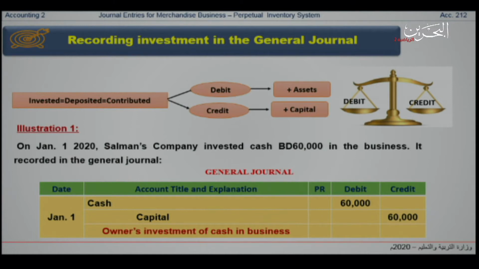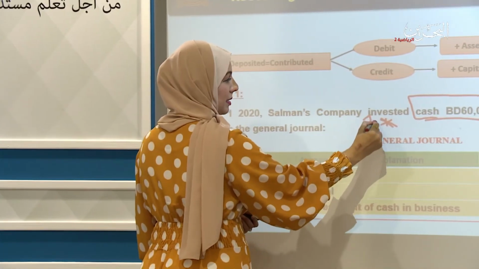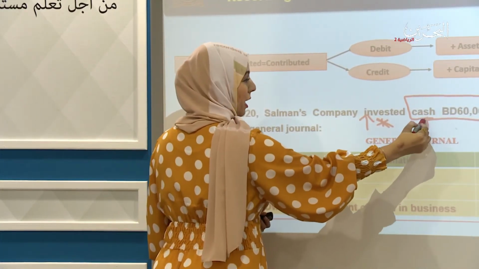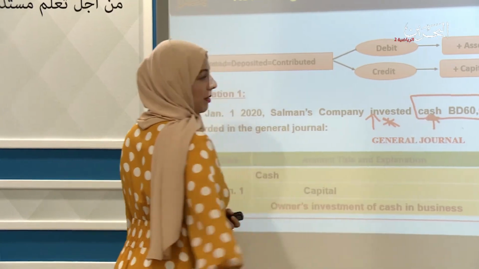Let us take a look at recording an investment in the general journal. By our example, we will see how the investment is recorded. On January 1st, 2020, Salman Company invests cash of 60,000 in the business. How can we record this transaction in our general journal? If I invest, the capital will be affected and it will increase. And also I invest by cash, so the cash also will increase.